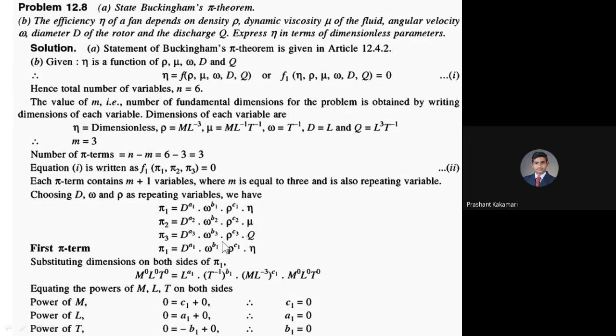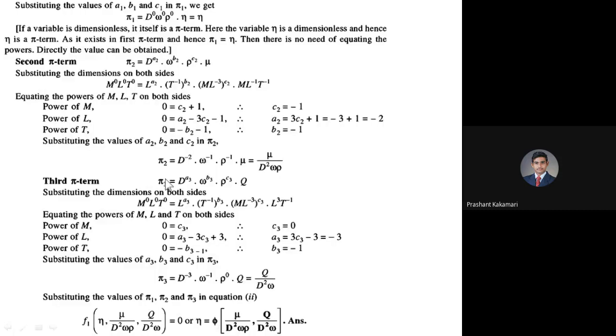Okay. So now from pi 1, equating the powers, we found that from the pi 1 term we are left without any dimensions. We are left with only the efficiency term. Then after finding the pi 2 term, we are left with mu divided by d square omega rho. That is, mu divided by d square into angular velocity into mass density.